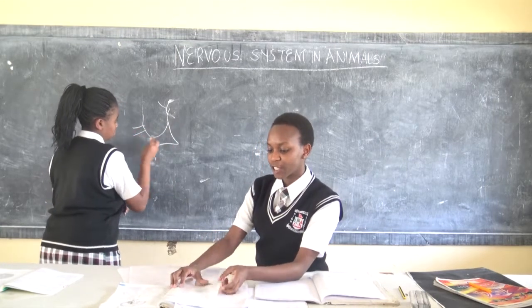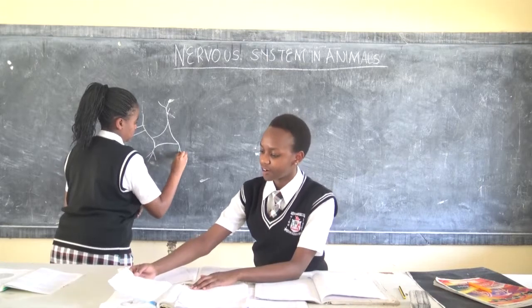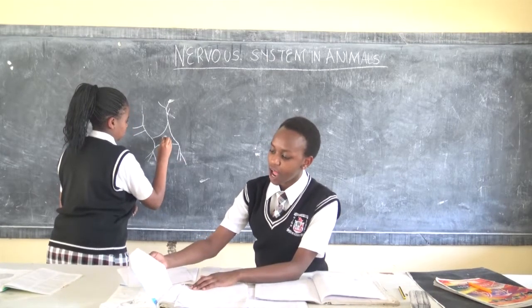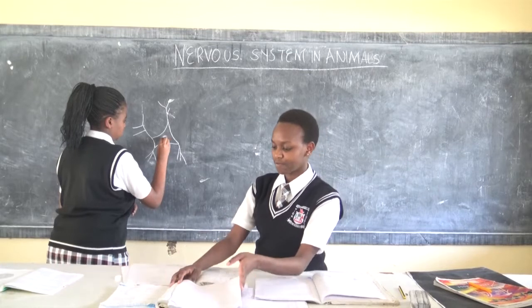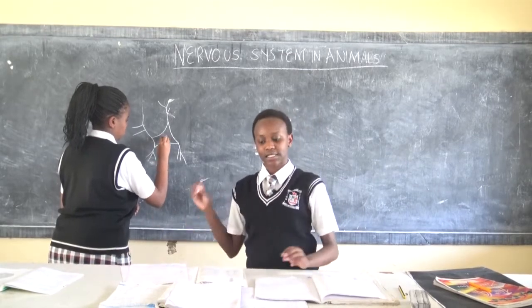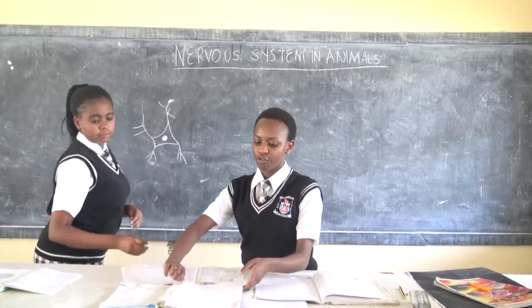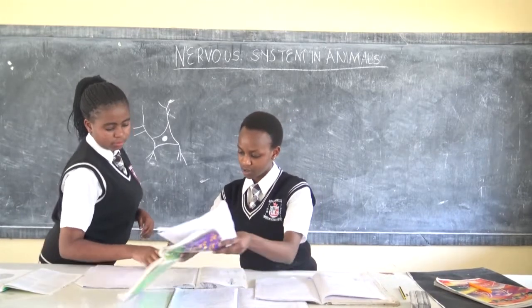Now my friend here is going to draw a diagram of the sensory neuron. With this, we're going to explain the parts and the functions of the neuron.